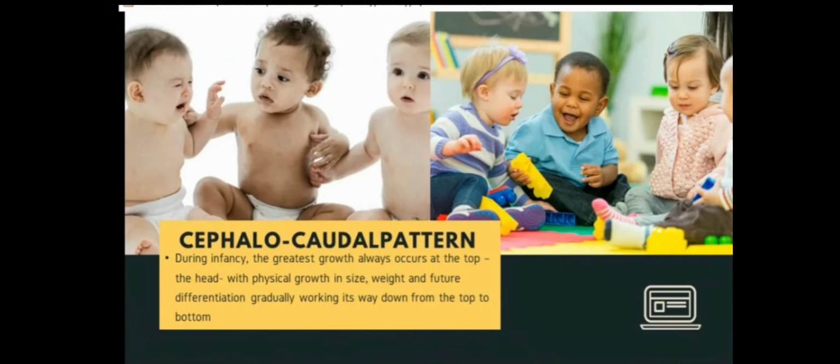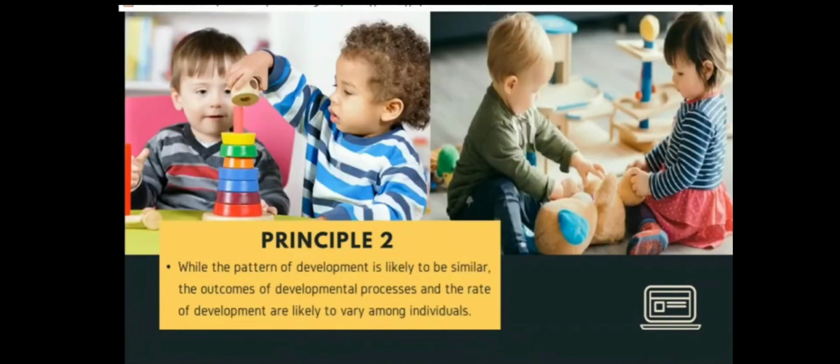Principle number 2 is that while the pattern of development is likely to be similar, the outcomes of development processes and the rate of development are likely to vary among individuals.